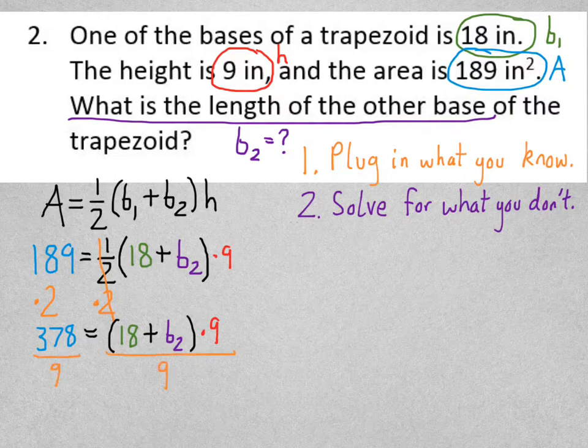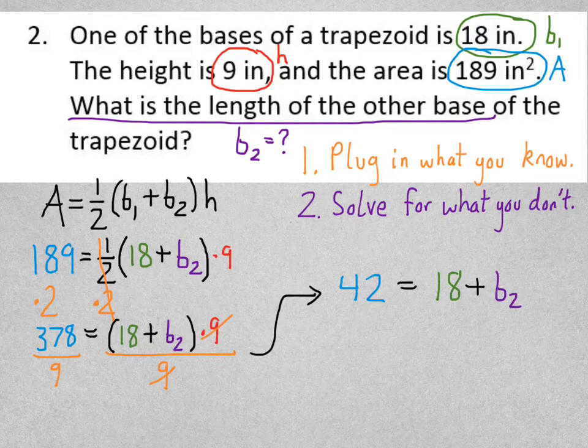Well, by dividing it, of course. So, multiplying by 9 and dividing by 9 cancels. So, I'll have 42, that's 378 divided by 9, equals 18 plus b2. Notice I didn't write the parentheses anymore because I don't need them. I've taken away all the operations that went on outside of them.